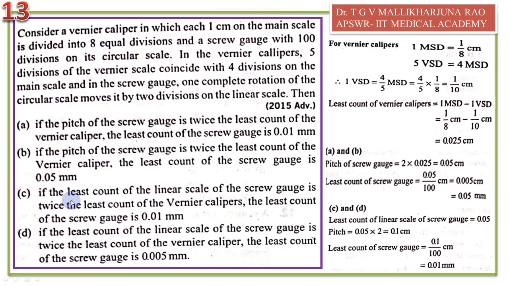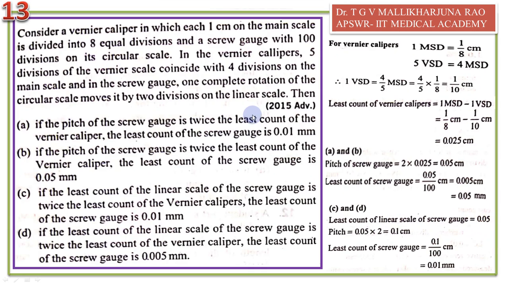Option C: if the least count of the linear scale of the screw gauge is twice the least count of the vernier calipers, the least count of the screw gauge is 0.01 mm. Here they are saying the least count of the linear scale is twice, that means 2 times the least count of the vernier calipers. What is the least count of the vernier calipers? 0.025. It will become 0.05 centimeter. That means one division value on the linear scale is 0.05.